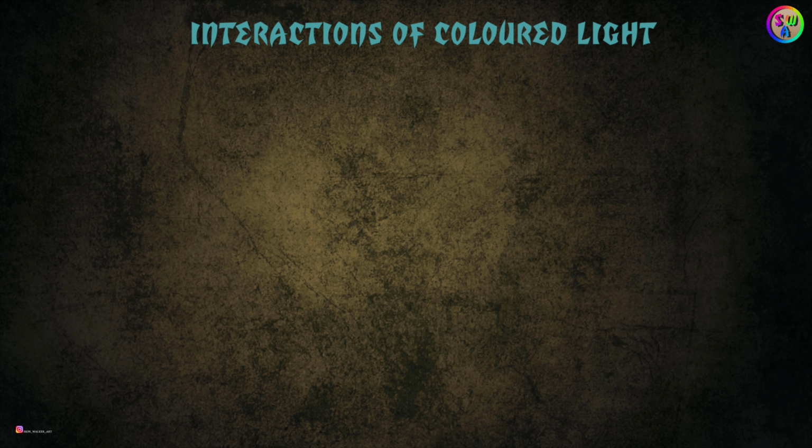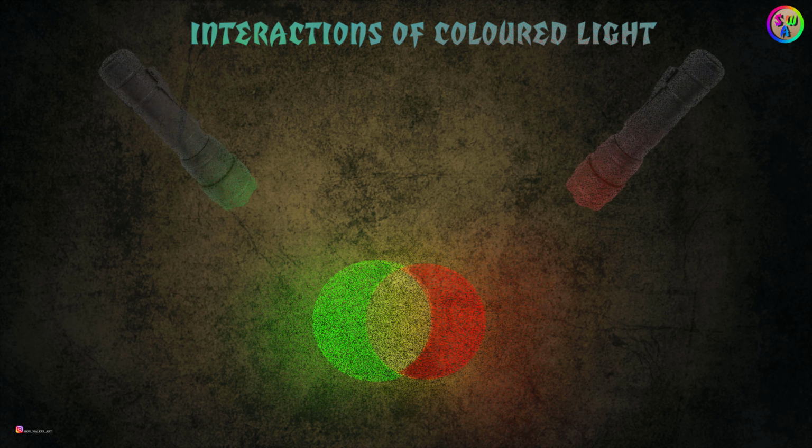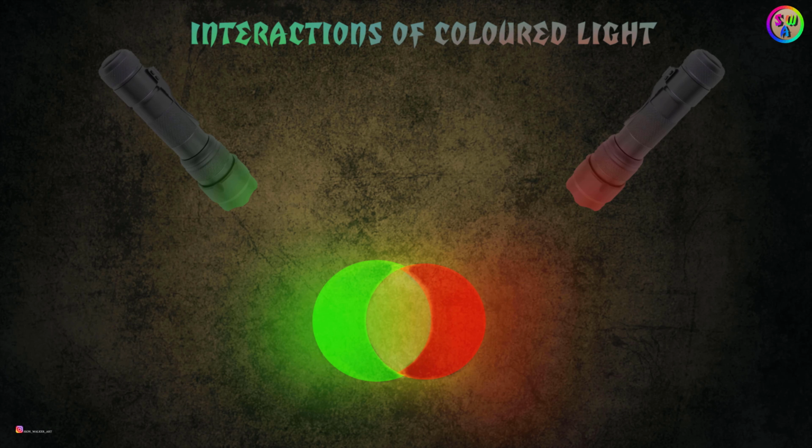The interactions of coloured light. When two different coloured lights shine on the same spot, the coloured lights mix together and make a new colour. Here we can see that the red light mixed with the green light creates a yellow colour. This is known as additive colour mixing.